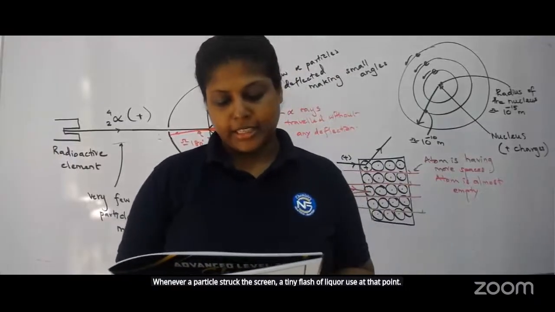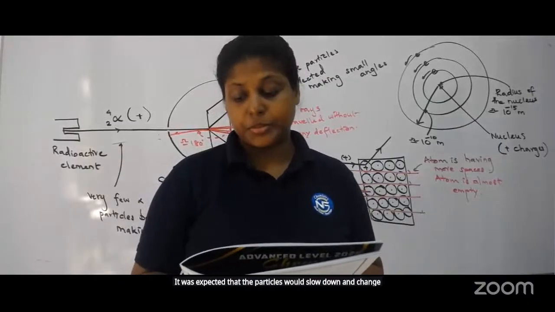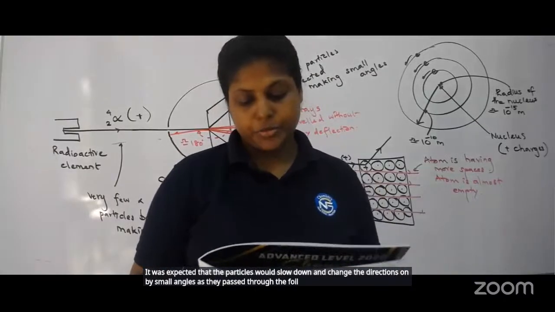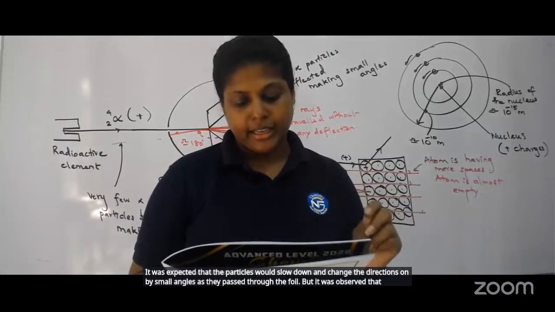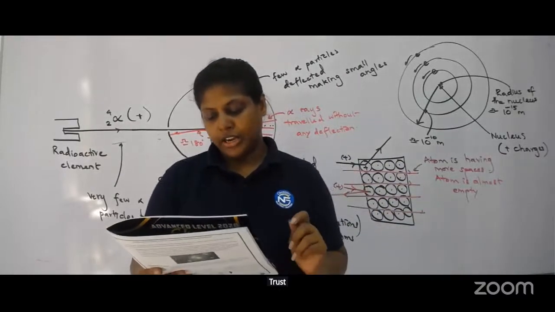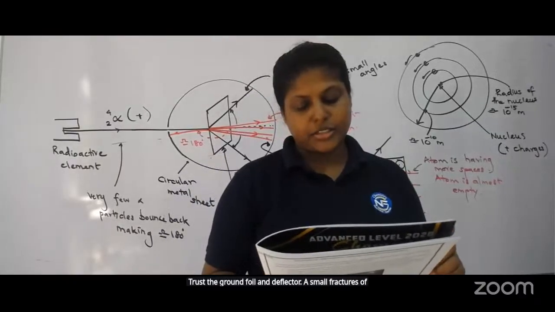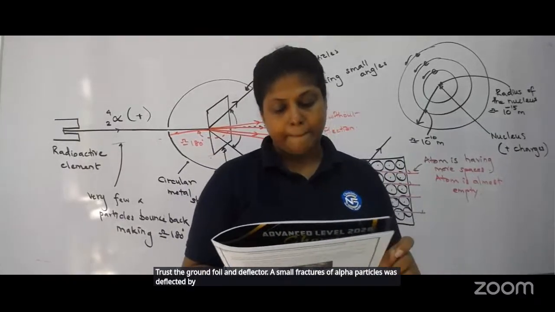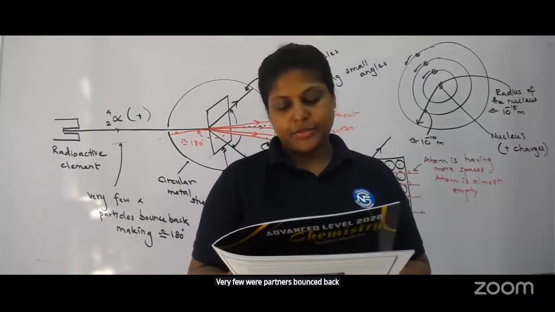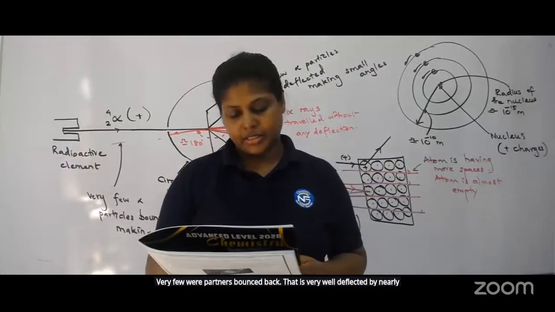It was expected that the particles would slow down and change direction only by small angles as they passed through the foil. But it was observed that most of the alpha particles passed through the gold foil undeflected. A small fraction of the alpha particles was deflected by small angles. A very few alpha particles bounced back; that is, they were deflected by nearly 180 degrees.